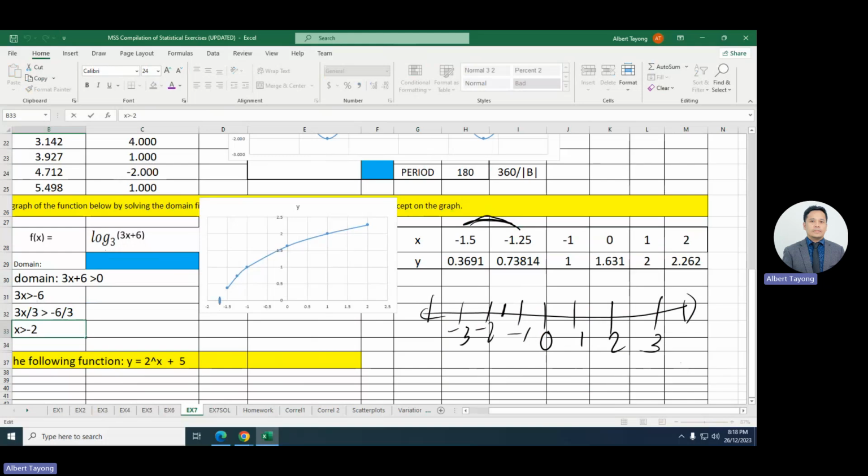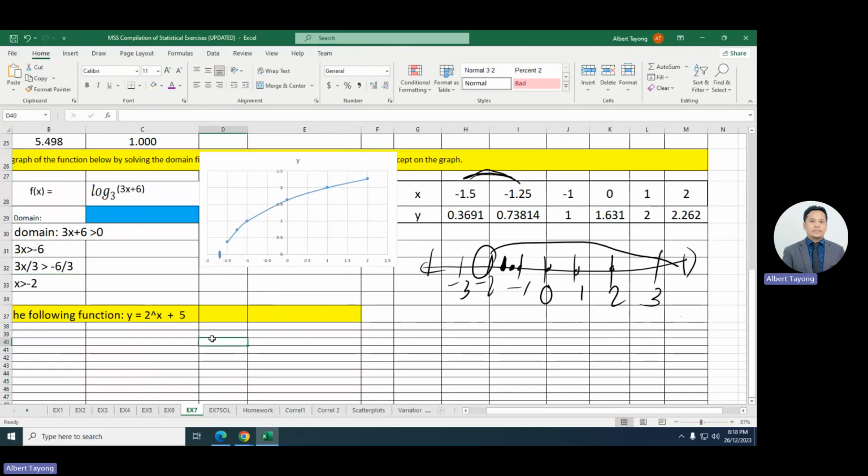See, Wasan, this is negative 1.5, negative 1.25, negative 1, 0, 1, 2. Understand? Because greater than negative 2, going to the right. Yeah, it could be less than, to the left. Because I might give this negative 3x, so this will become less than. It will reverse.